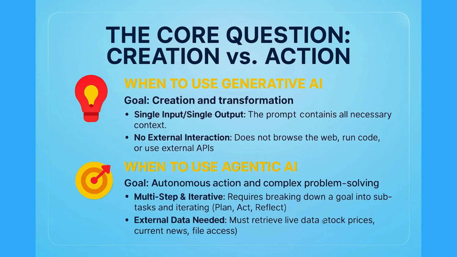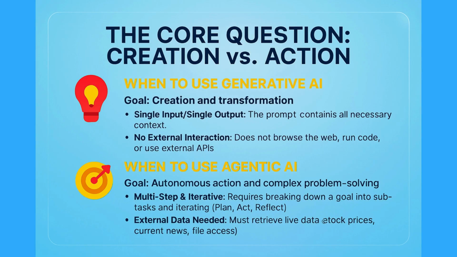Let's begin by addressing a fundamental decision in AI driven workflows: when to use generative AI versus agentic AI systems. This slide presents a clear and practical rule of thumb for tool selection based on the nature of the task. If the goal is creation or transformation, such as drafting an email, summarizing a document, or generating an image, generative AI is the ideal choice.